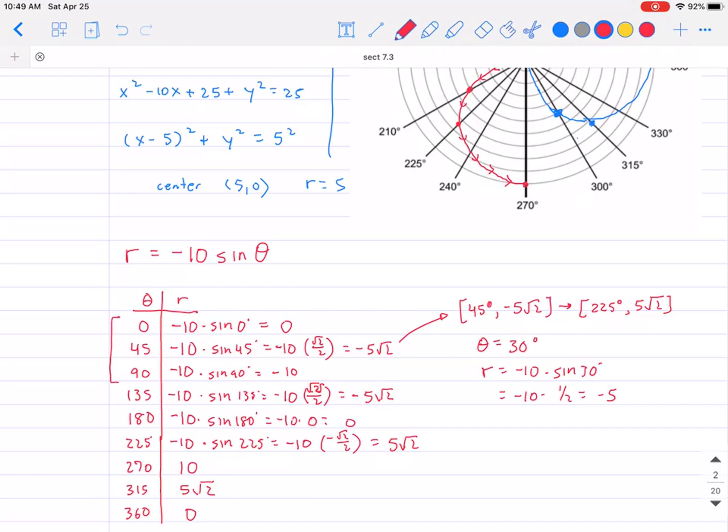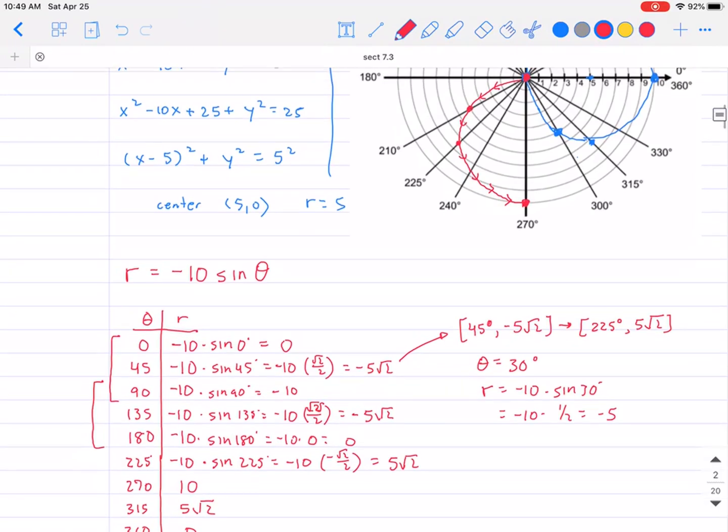I see what happened. We only graphed this portion over here, so now we actually have to continue on with this portion. That's where my mistake was. I apologize for that, okay?